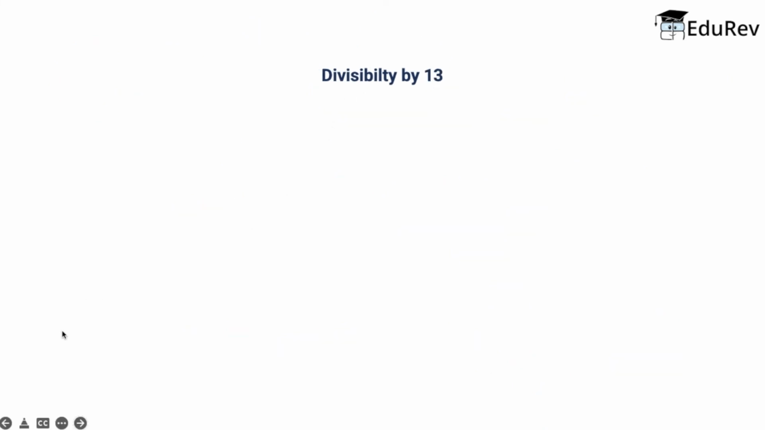Alright, now let's see how a number can be checked for divisibility by 13. If a number n is given, then we need to multiply the last digit of n with 4, and then we need to add it to the rest of the number. Then if the outcome is divisible by 13, the number is said to be divisible by 13. Now this might sound a little bit difficult, but let's see how we can do it in real life.